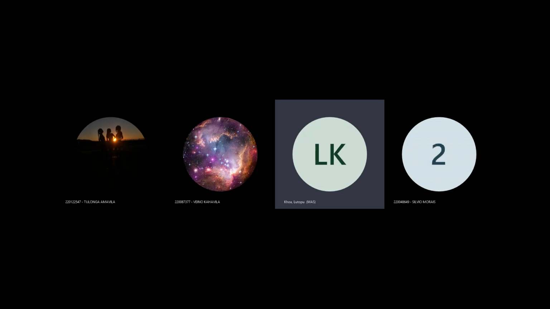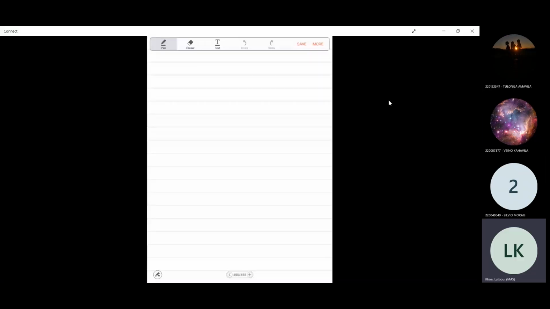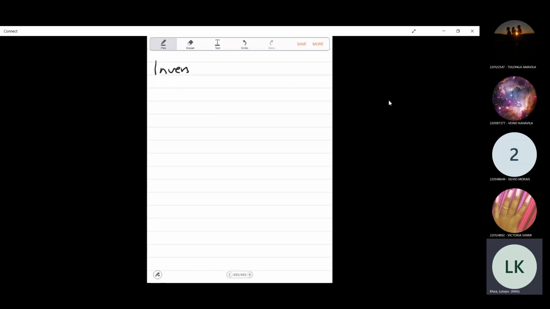Morning. Today we look at the inverse of a matrix, or inverse matrices, using Gauss elimination.